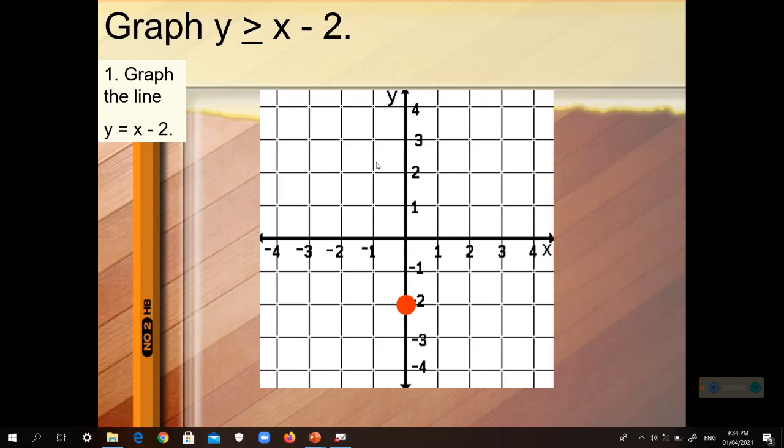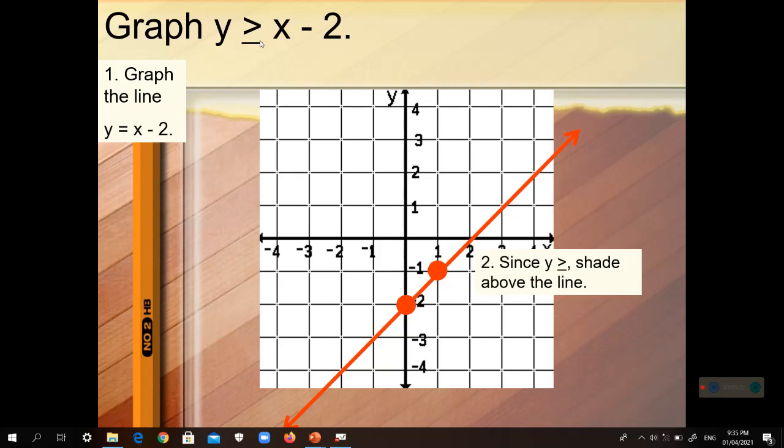And then rise over run. Since your slope is positive 1, you are going to count 1 unit upward and then 1 unit to the right. So you will have here the second point. And then you are going to connect the two points. Since you are given "or equal," you are going to use a solid line. And then, since our inequality symbol is greater than or equal to, you are going to shade above the line.